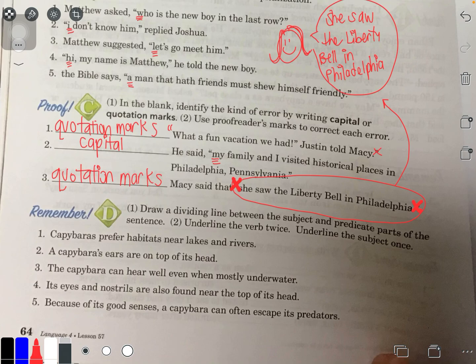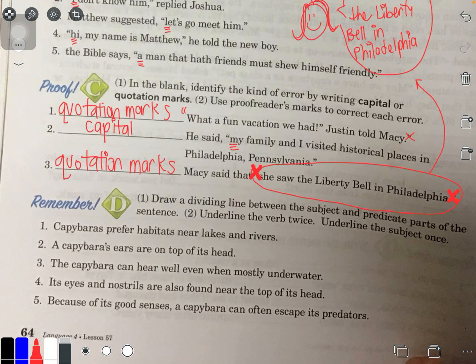Okay. Oh, we're talking about capybaras again. Number 1, capybaras prefer habitats near lakes and rivers. What is happening? What are they doing? Well, capybaras prefer. That means they kind of like things a certain way. And who? The capybaras. And that's where I'll draw my line. Do you need to erase something? If you do, just go ahead and pause the video and unpause it.